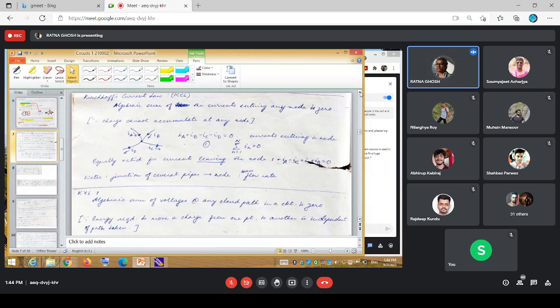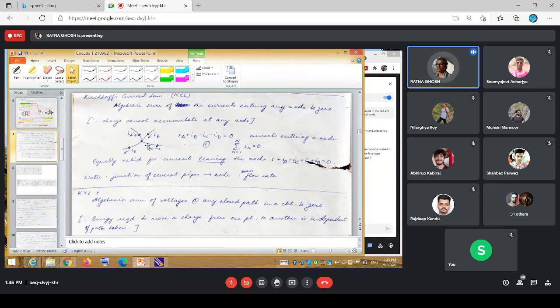In effect, the net rate of change of the charge stored in that particular node is also 0. So the algebraic sum of the currents entering a node is 0. As I've mentioned here also, the charge cannot accumulate at any node. If this is a particular node, and these are the directions specified, IA and IB are entering this particular node. IC and ID are shown to be leaving that particular node.